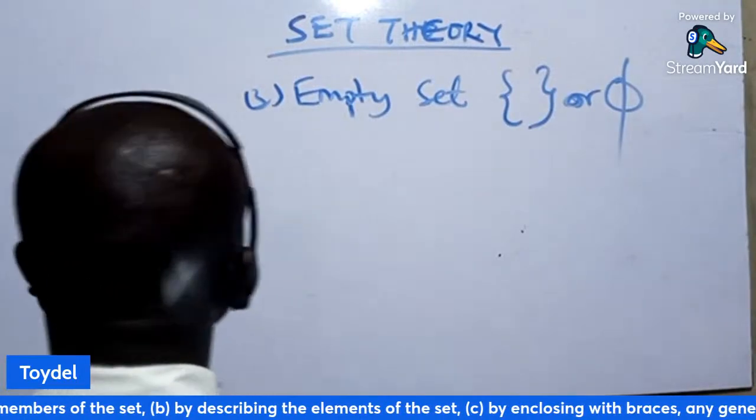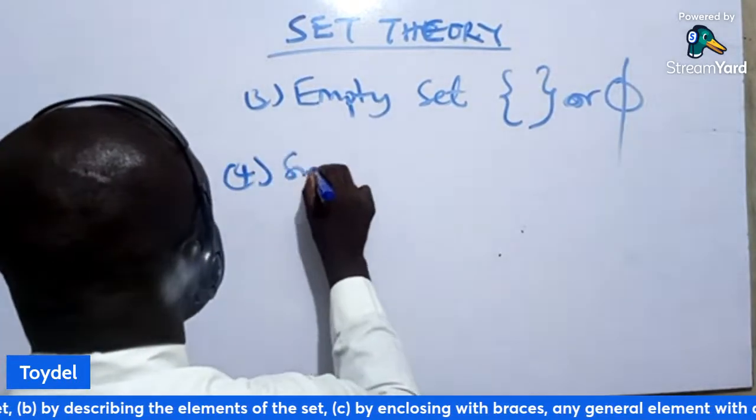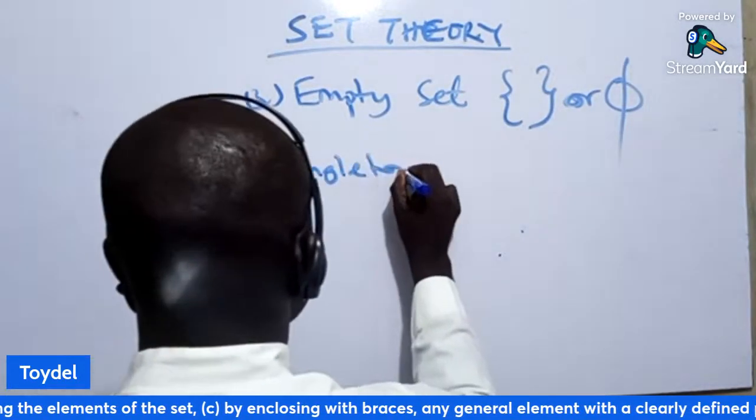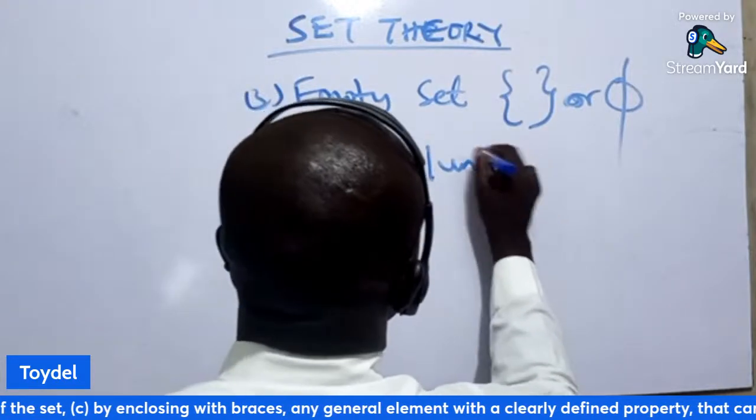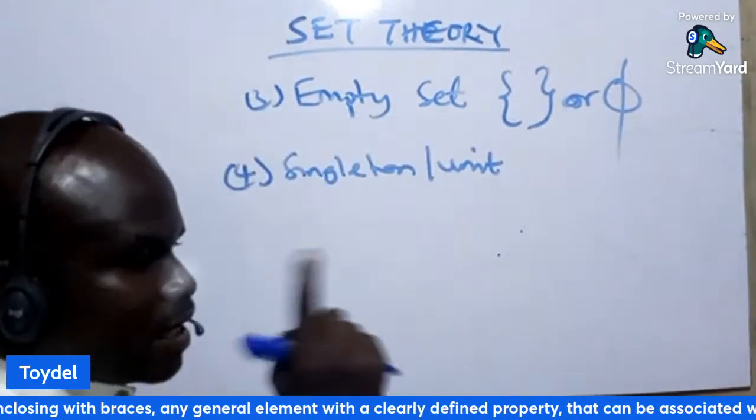Then there's another one that we call unit sets or singleton sets. This is a set that has just one element.